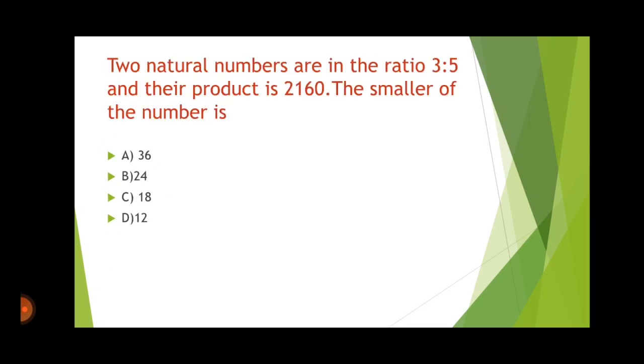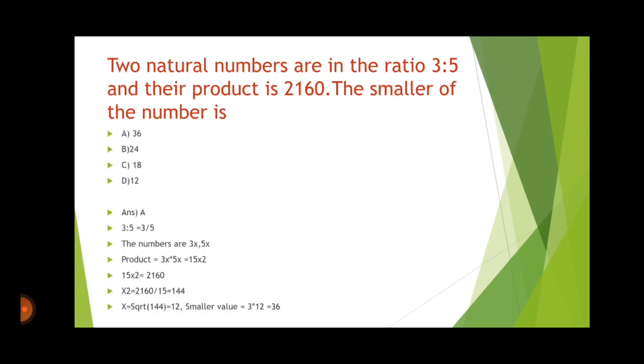And the next question is, two natural numbers are in the ratio 3:5 and their product is 2160. The smaller of the numbers is? Once again the question. Two natural numbers, the ratio given is 3:5 and the product of these natural numbers is 2160. The smaller of the numbers, that is the question. Okay, let's go to the answer.